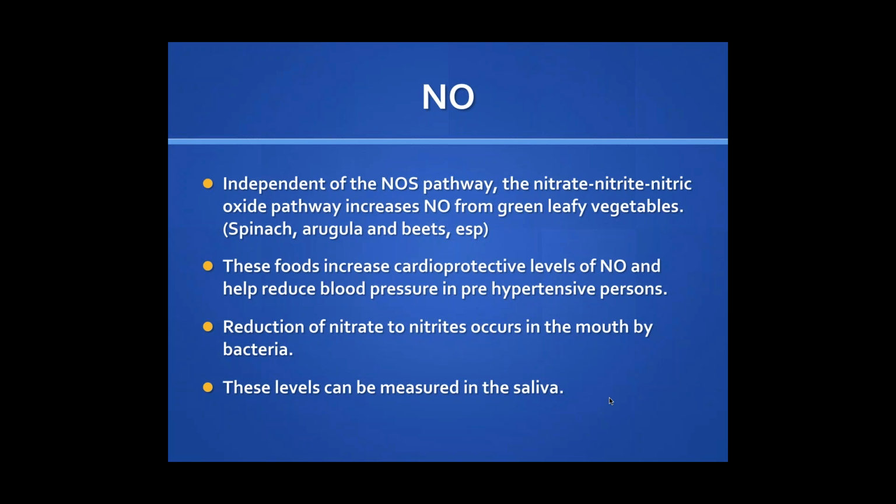The reduction of nitrates and nitrites occurs in the mouth by bacteria, like we talked about, and they can be measured in the saliva. And there was a question about what the sticks are called, and they're just nitric oxide saliva testers. You can just Google that or go on Amazon and look up nitric oxide testers, and you'll probably find them there. I think they go by different names, but start there, and that should bring up something for you.